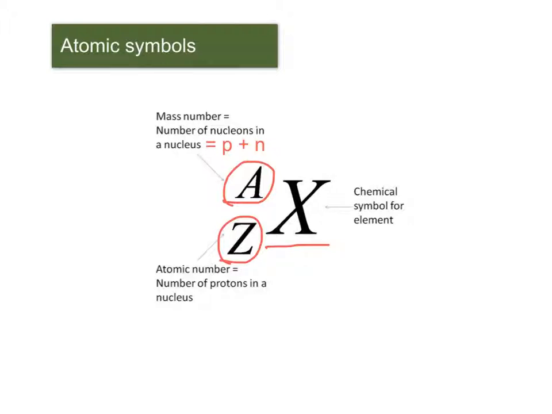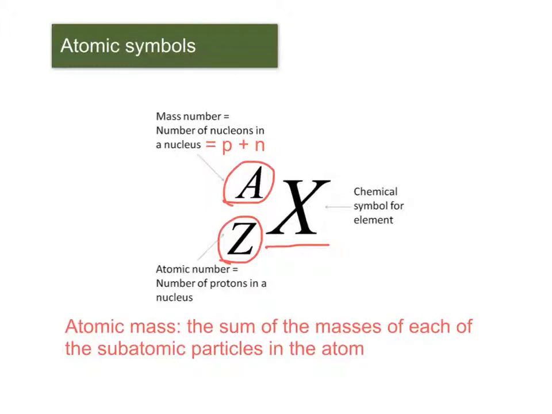All right, and the last thing I want to mention is just the difference between the atomic mass and the mass number. So the atomic mass is the total mass in the atom, and that's actually the sum of the masses of all of the subatomic particles that are present. So it's not exactly the same as the mass number, because in the mass number we exclude electrons, and while they are small, they do contribute something to the mass. So it's just important to note that those two numbers are different.